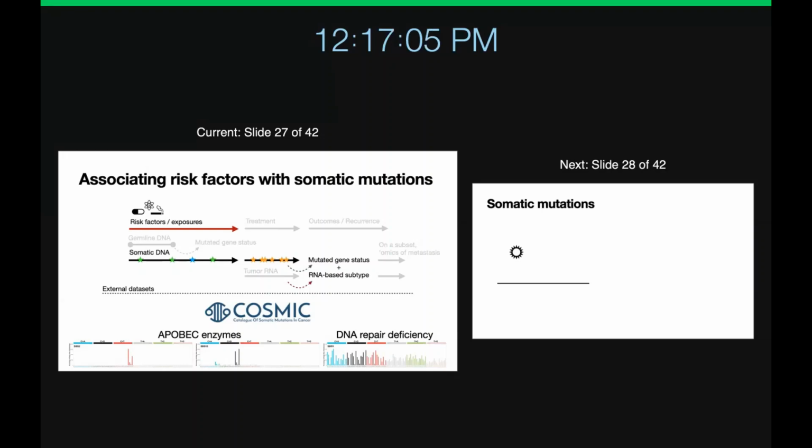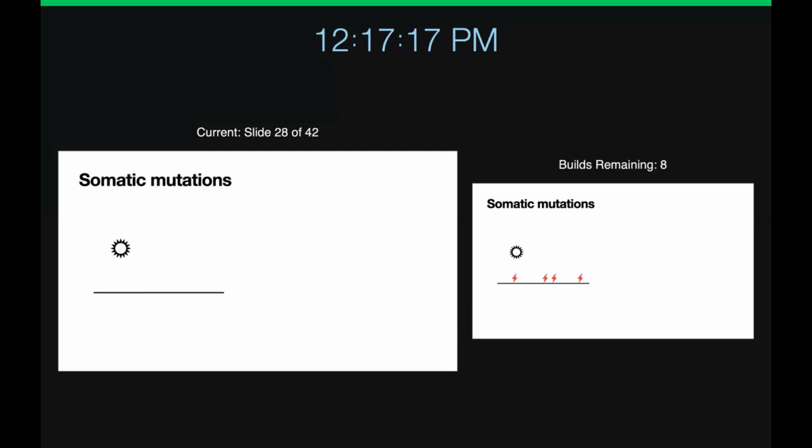Down here on the bottom, there's a data set called COSMIC, which describes what types of mutations occur from what different sources. Let me just explain that idea and then try to get you excited about somatic mutation data. UV radiation induces mutations over time in the genome, in somatic cells. That's one type of exposure.